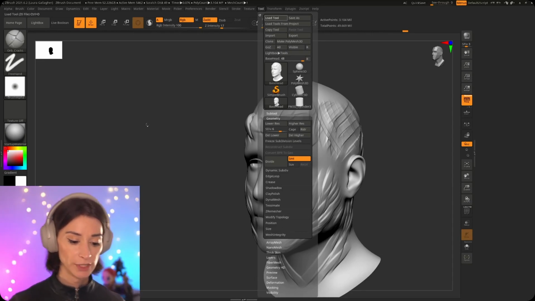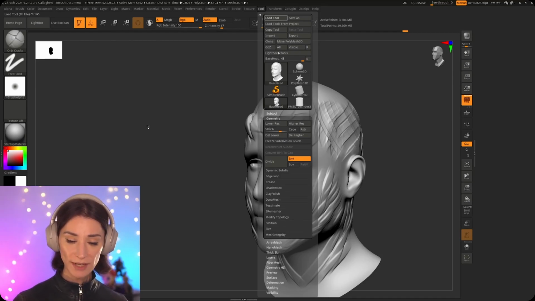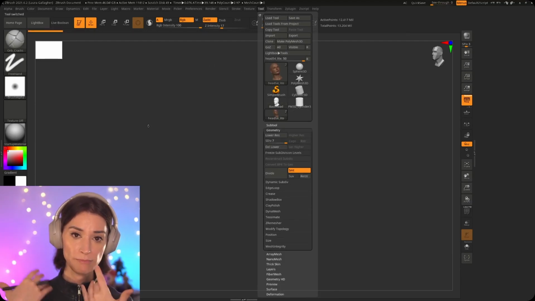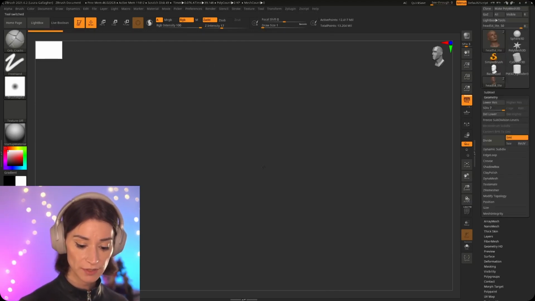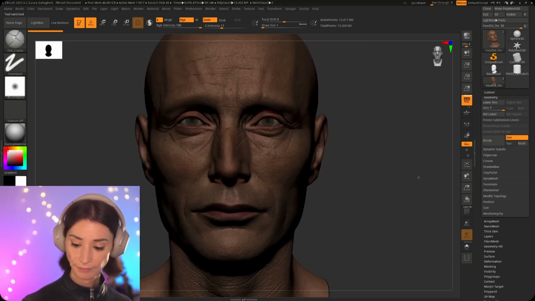I certainly will. So think about it this way: Dynamesh is meant for sketching. Subdivision is meant for making a final polished piece, if you will. All right, here's my Mads Mikkelsen head.